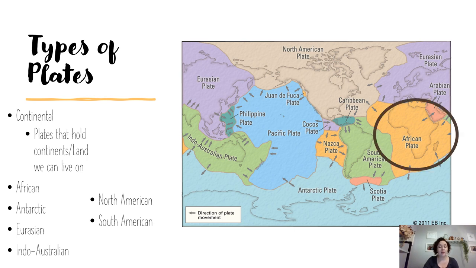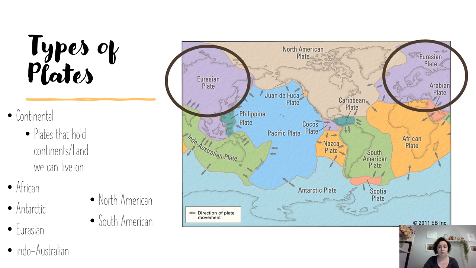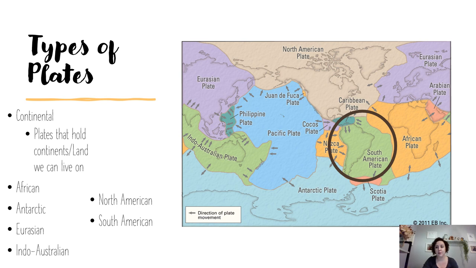We have the African plate, clearly. You have the Antarctic plate, which holds Antarctica. You have the Eurasian, because remember, Europe and Asia are very much combined. So it's the Eurasian plate, and it's only split up on this because of where the map splits, but it's one big plate. You have the Indo-Australian, so this contains both India and Australia. You have the North American plate, and finally the South American plate. So those are all the major continental plates.